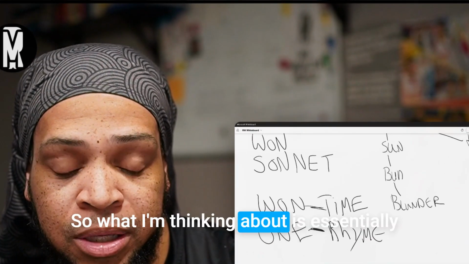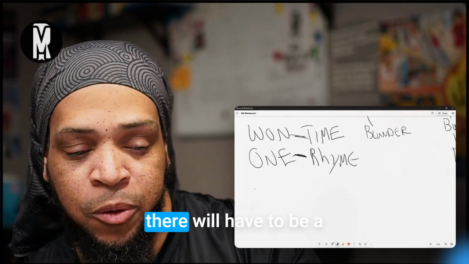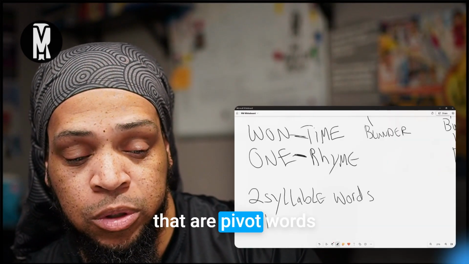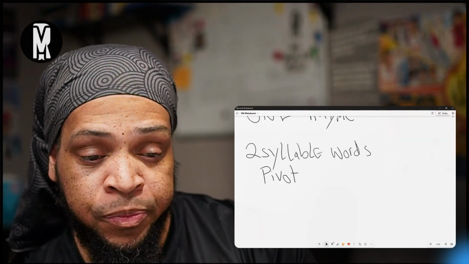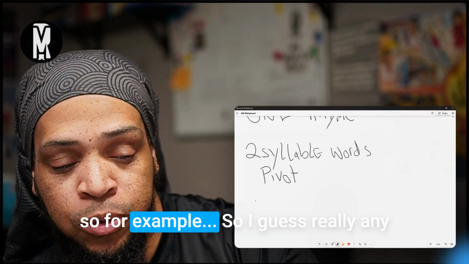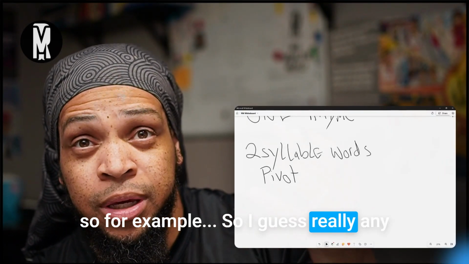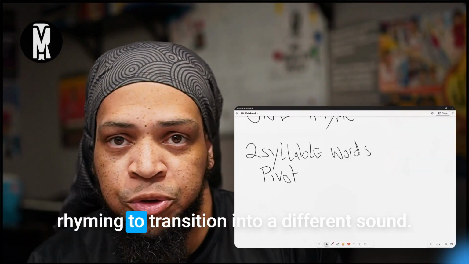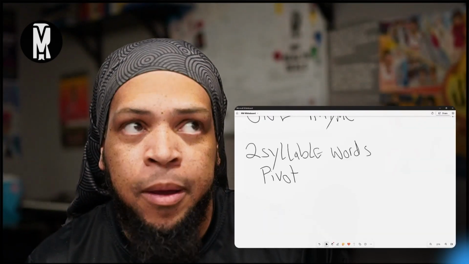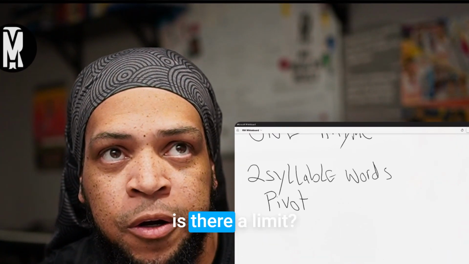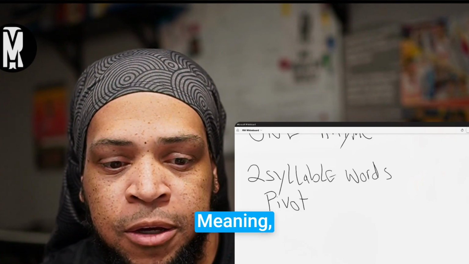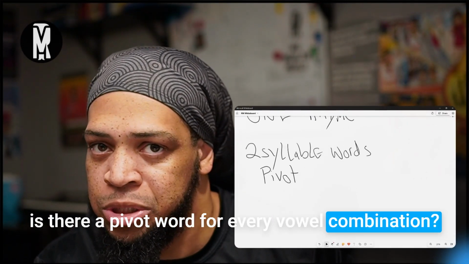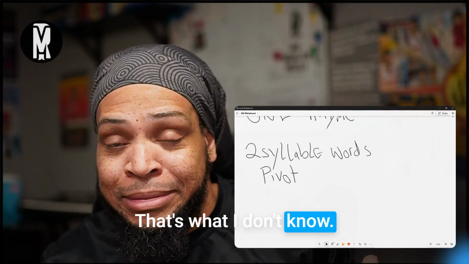So what I'm thinking about is essentially, there will have to be a minimum of two syllable words that are pivot words. So I guess really any two syllable word could be a pivot word for rhyming to transition into a different sound. But is there a limit? Meaning, is there a pivot word for every vowel combination? That's what I don't know.